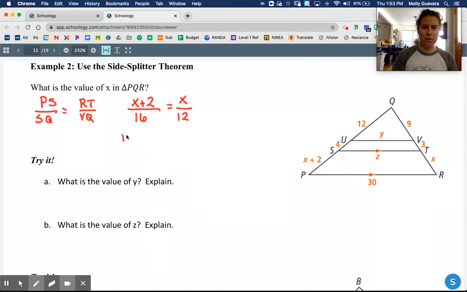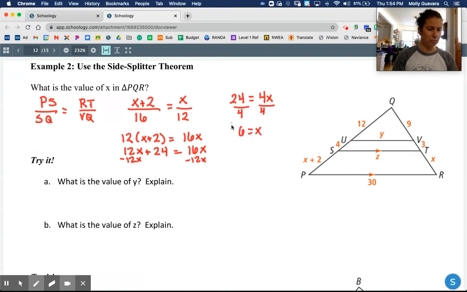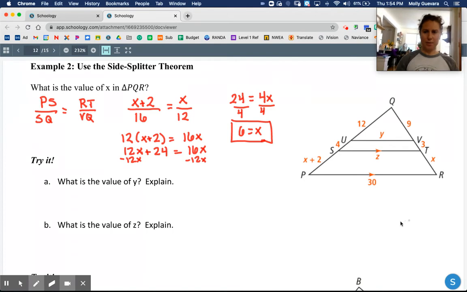We're going to cross multiply. So I have 12 times x plus 2 equals 16 times x. So 12x plus 24 equals 16x. I'm going to subtract 12x from both sides. I'm running out of space, so I'll continue over here. 24 equals 4x. Divide by 4, and I get 6 equals x. So what is the value of x? It is 6.